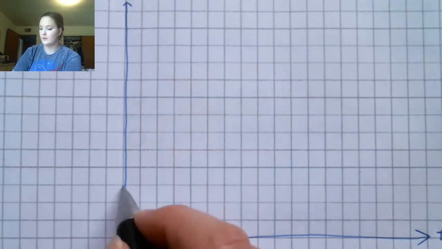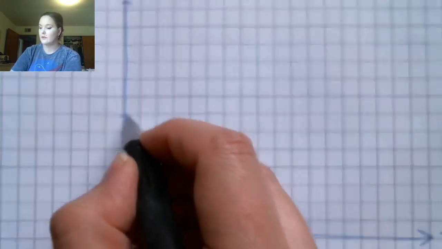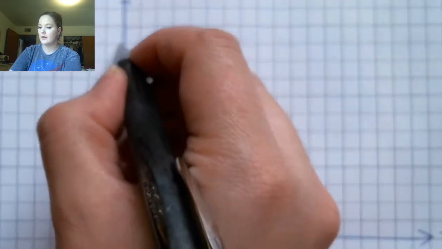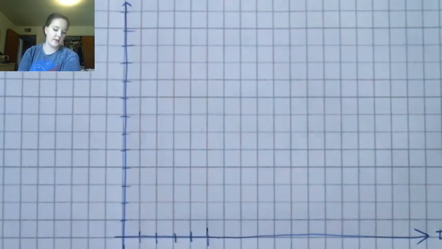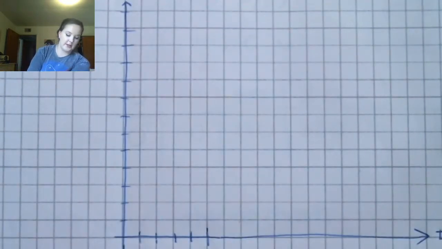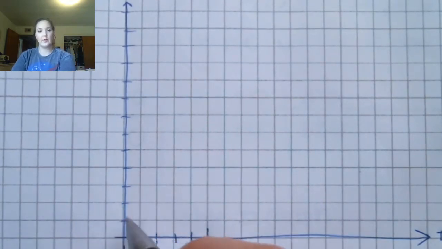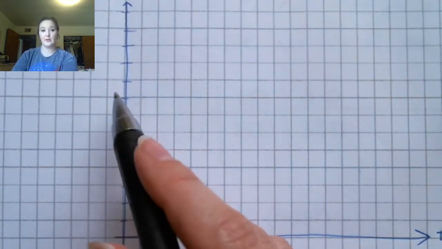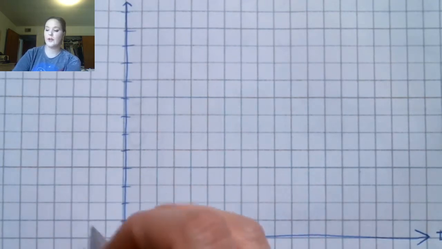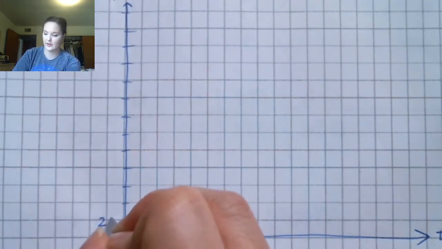So 1, 2, 3, 4, 5, 6, 7, 8, 9, 10, 11, 12, 13, 14. Okay, so remember I'm going to take the biggest number, which is 330, and divide it by the number of lines. I get something that's bigger than 23. I have to choose something larger than 23, so maybe 25 seems like a reasonable scale.